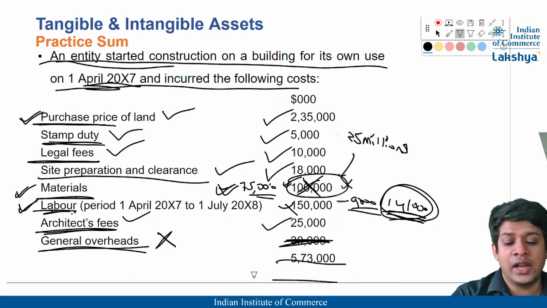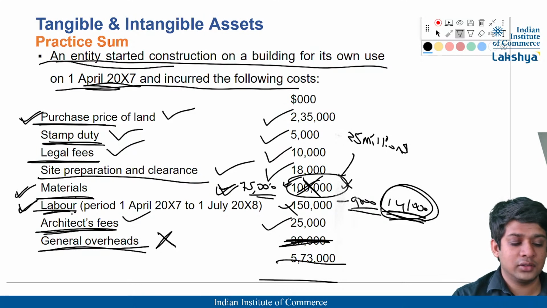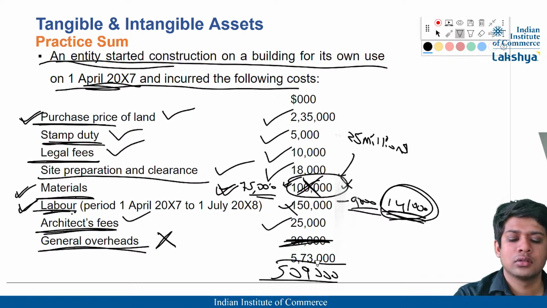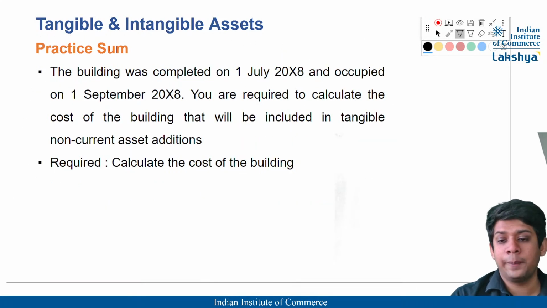So the total that we will get after all this will be nothing but 2,35,000 plus 5,000 plus 10,000 plus 18,000 plus 75,000 plus 1,41,000 plus 25,000, which is 5,09,000. Right? So I hope this sum is clear to you all, and I hope you all have understood which items are to be capitalized to the value of the asset and which items are not to be capitalized. Okay?